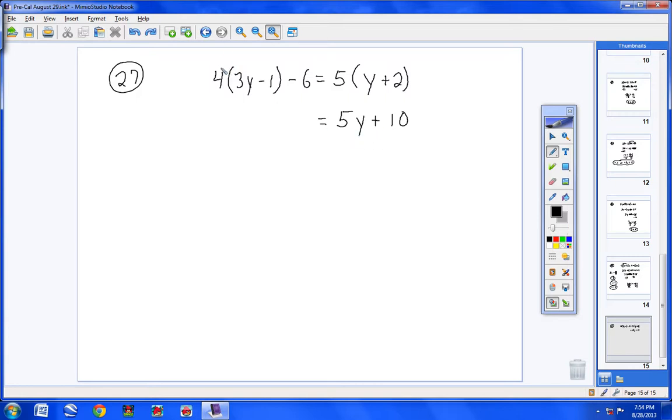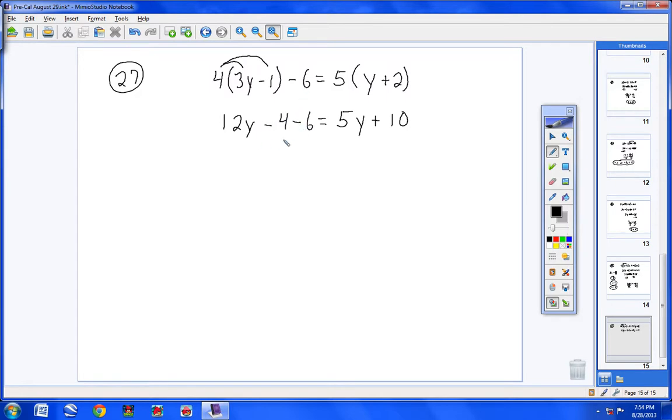Now let's come over here. Take your 4, and by the way, when you multiply this 4 through the parentheses, don't multiply the 4 times the negative 6. No, don't do that. The 6 is not inside the parentheses. So it's 4 times 3, 12y, 4 times negative 1, negative 4, and then bring down your negative 6.